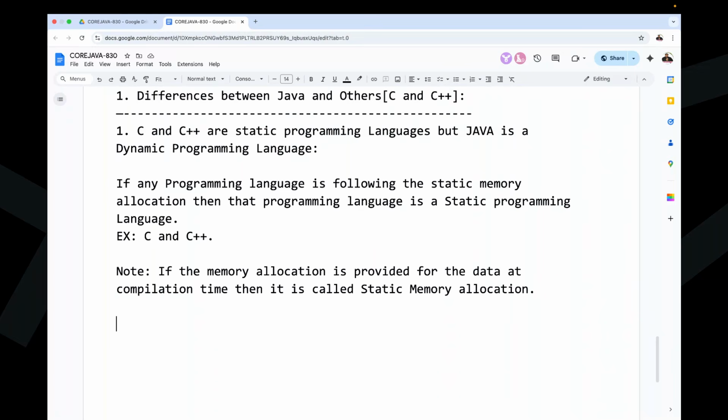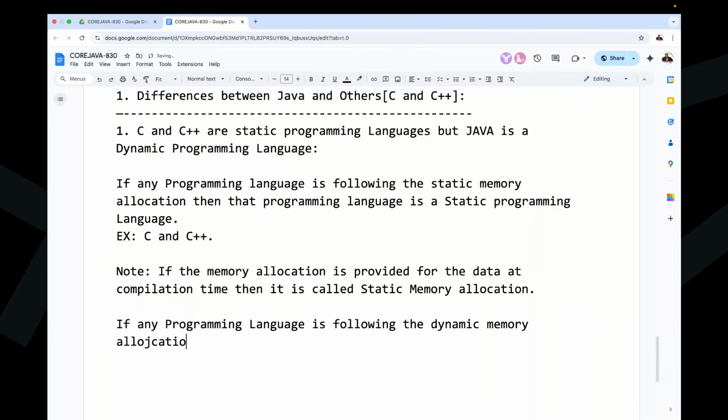If any programming language is following the dynamic memory allocation, then that programming language is a dynamic programming language.